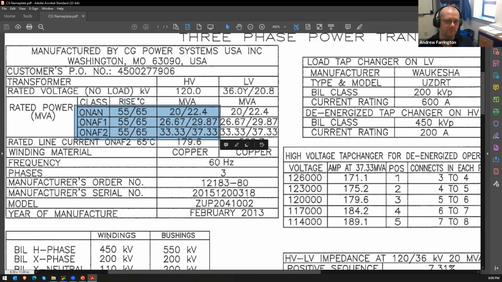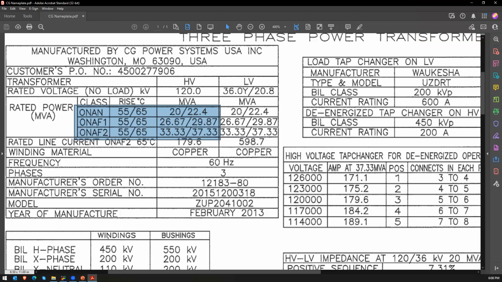The ONAN is referring to the base. It's also called the base rating of the transformer. It's under no cooling, and yeah, that's it. I don't remember what ONAN stands for. I always forget. Blaine, you remembered it last time.